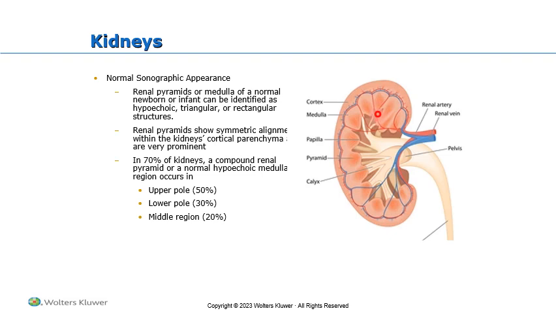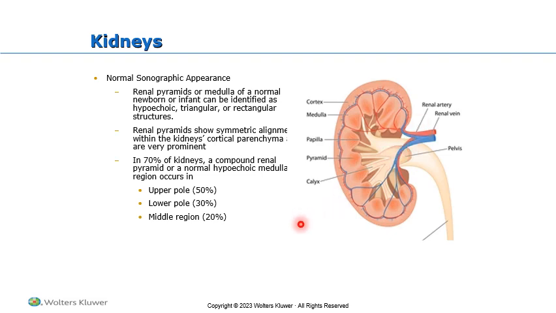minor calyces. Multiple minor calyces come together and they will make a major calyce. The major calyces are going to come together and they are going to form the renal pelvis. That renal pelvis is then going to communicate with the ureter here at the ureteropelvic junction, or the UPJ.